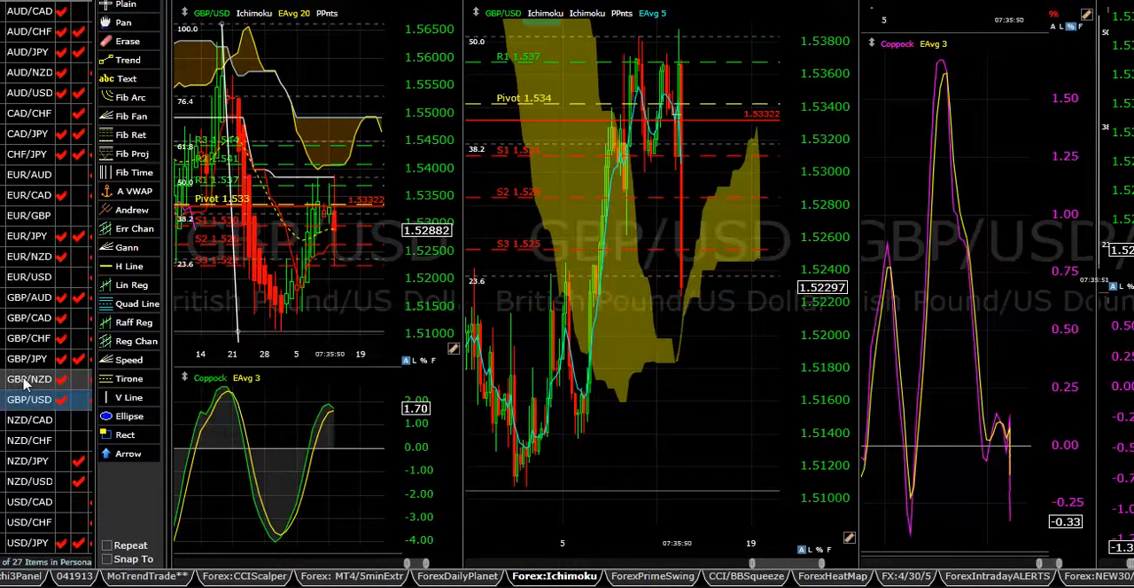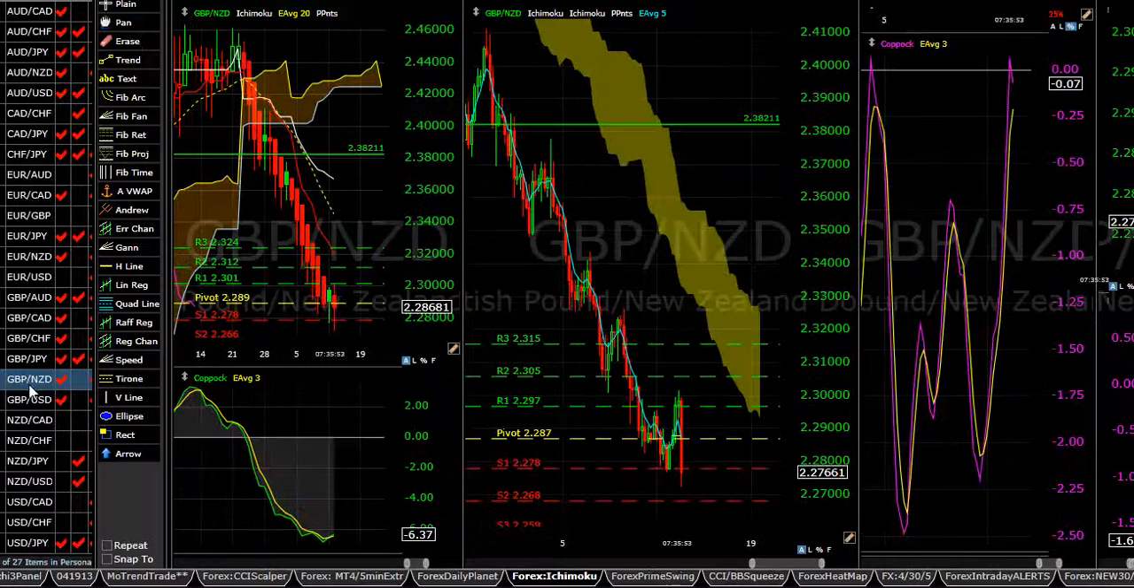Other pairs, of course, that we can look at: British Pound versus the New Zealand dollar. Also had a little bit of a push back up as the New Zealand dollar weakened slightly. But you can see we're coming right up to the 0 line, the trigger line here on the Kopit curve, and debating that line as I speak, as price continues to move back down on that pair as well. So we look for that to continue lower as well. So that's the report on British Pound versus the New Zealand dollar.